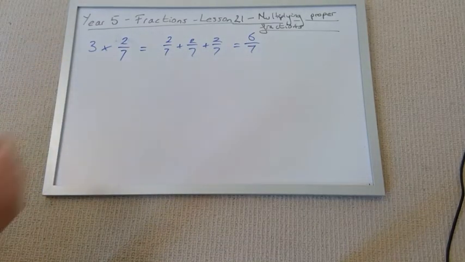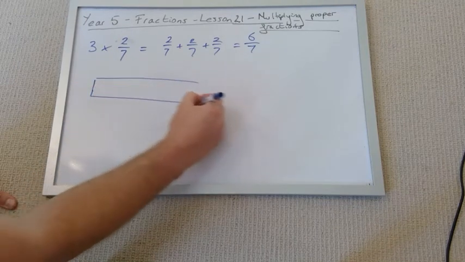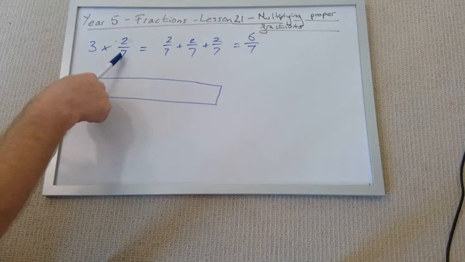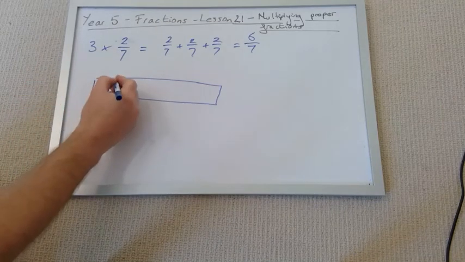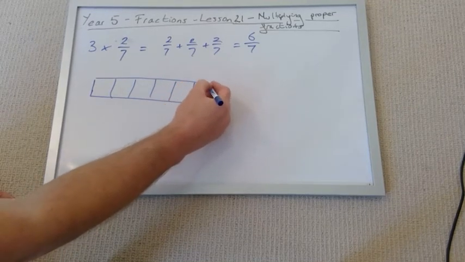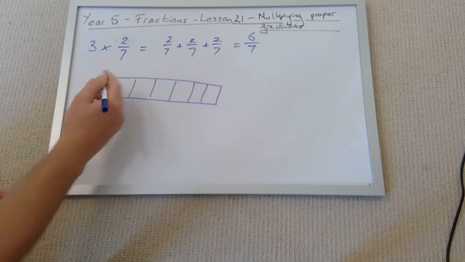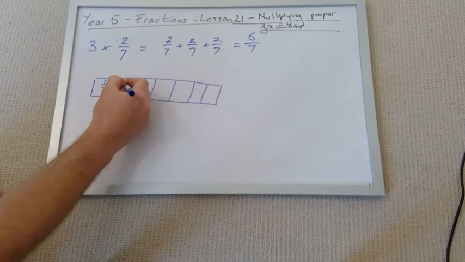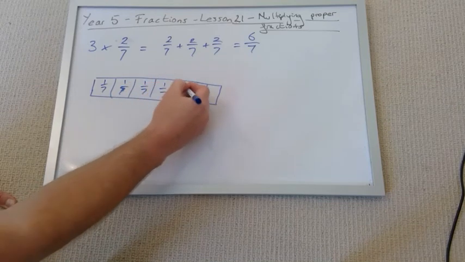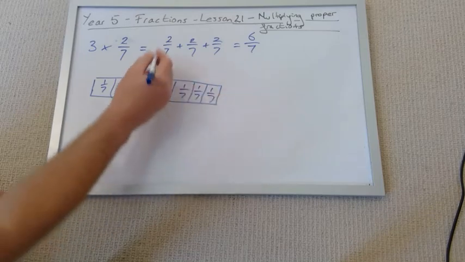If you wanted to draw it, you would draw your bar. You guys will be using your rulers and presenting it beautifully in your books. You split the whole, the denominator, the whole is split into 7 parts. Just check: 1, 2, 3, 4, 5, 6, 7. Each one is a 7th because it's split into 7 parts. And then you've got 3 groups of 7ths.